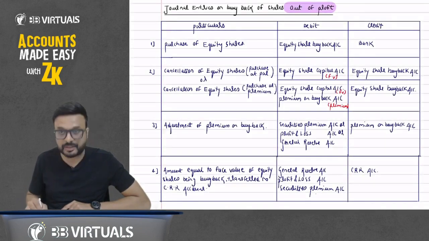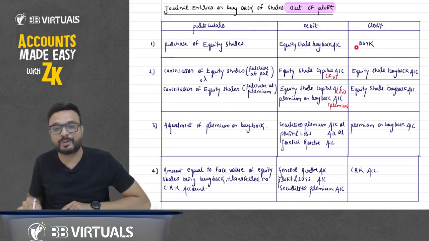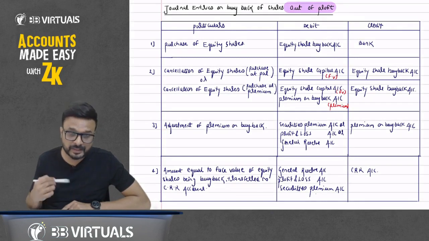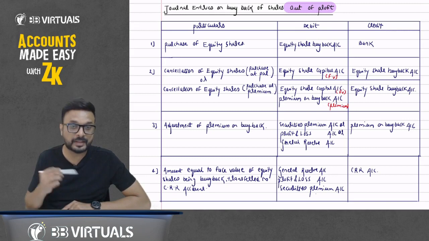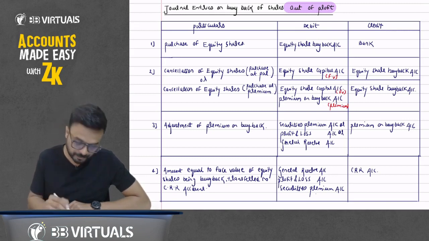When you purchase it, equity share buyback account debit to bank account. But we are purchasing not at rupees 10 per share. We are purchasing at rupees 15.